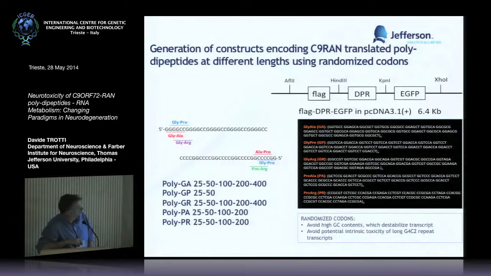With this strategy in hand, we were able to generate all 5 potential dipeptides at different lengths, from 25 to 400 for GA and GR, and from 25 to 200 for PA and PR. I'm talking about stable constructs in our hands. We were not able to go higher than 50 for GP, because if you go higher, there is a lot of G and C in the sequence, and that would impair our ability to amplify the construct. So this is what we're going to test.